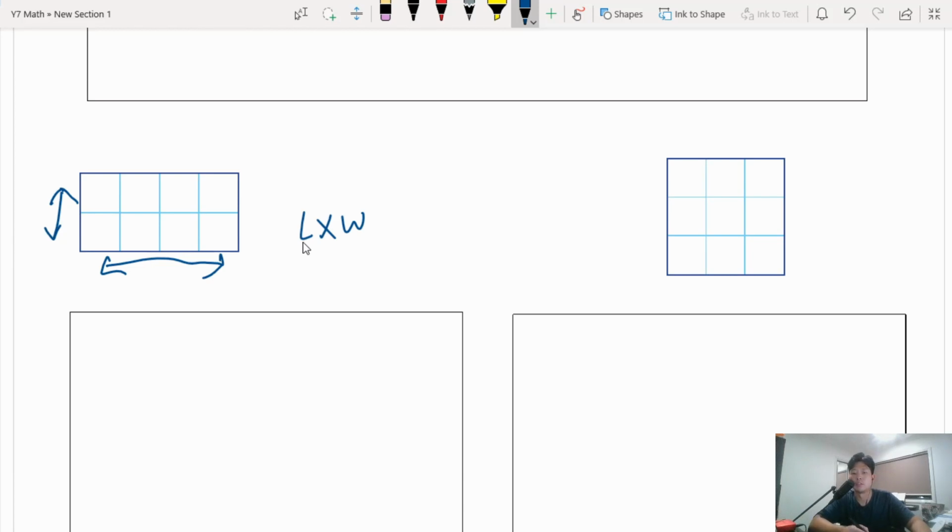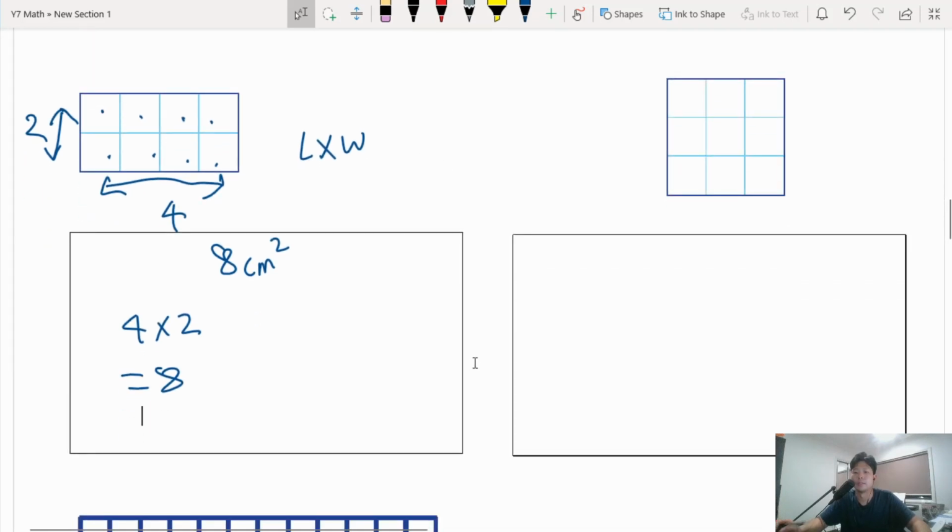Alright, so just to prove this, let's count these squares. That is 1, 2, 3, 4, 5, 6, 7, 8. So our shape would be 8 centimeters squared. But we can also use this formula. That will be 4 and 2, so it will just be 4 times 2, which equals 8. So we had to count much less in that method. Same with the square, we can use length times width, or we just square one of these sides here.